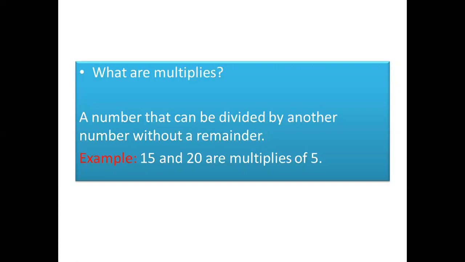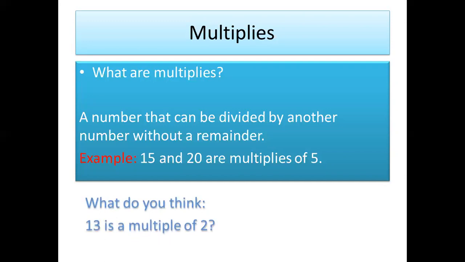Okay, the other type, which is the opposite of factors, is called multiples. What are multiples? A number that can be divided by another number without a remainder. For example, 15 and 20 are multiples of 5. You can understand from this that any number in table 5 is a multiple of 5. 5 times 1 equals 5, 5 times 2 equals 10, 5 times 3 equals 15, and so on.